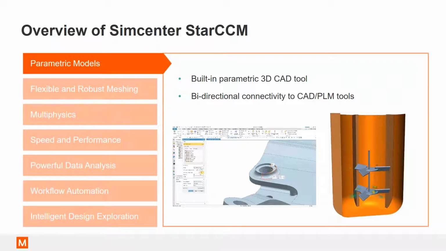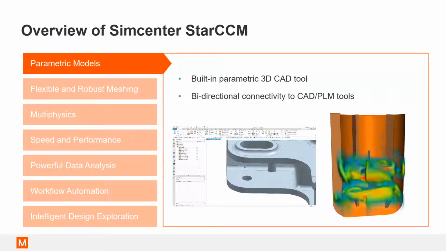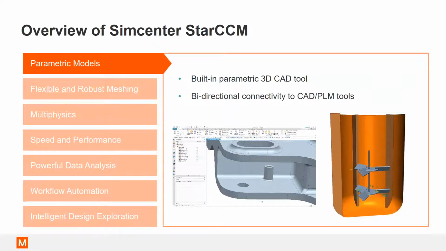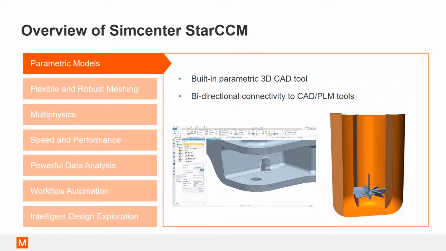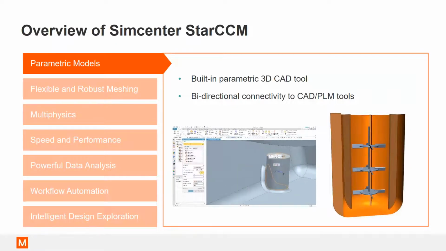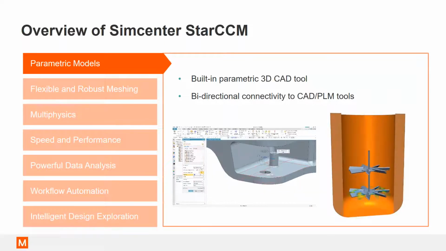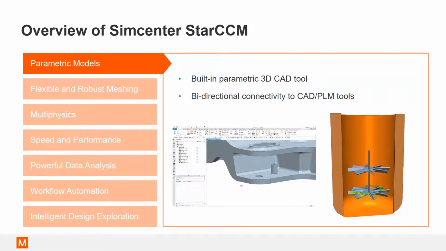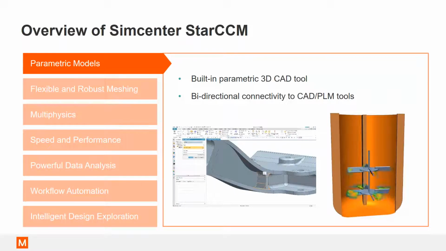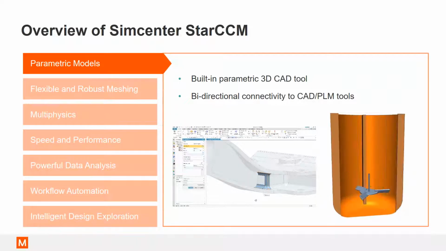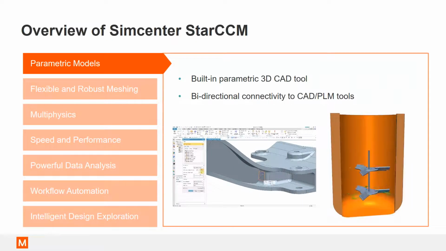Now, this can be done within SimCenter built-in 3D CAD tool, but it also has bidirectional CAD connectivity with tools like Inventor, Creo, CATIA, and NX, where you can import those parameters of your CAD directly into CCM Plus and have a bidirectional associativity. What that means is any CAD changes in Star will be updated within the CAD tool as well. I will be showing an example of this in the live demo as well.